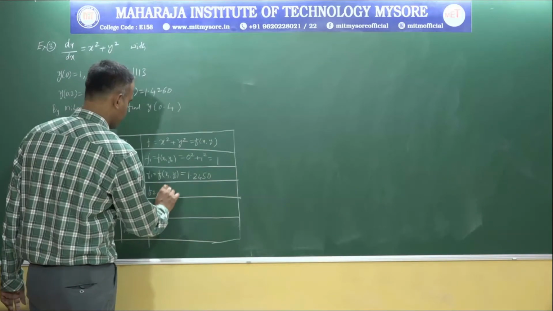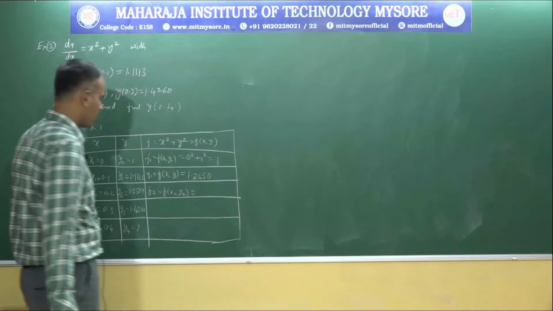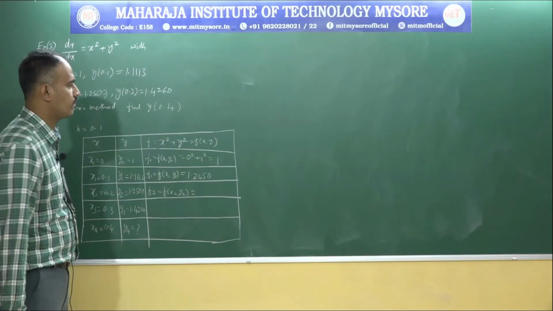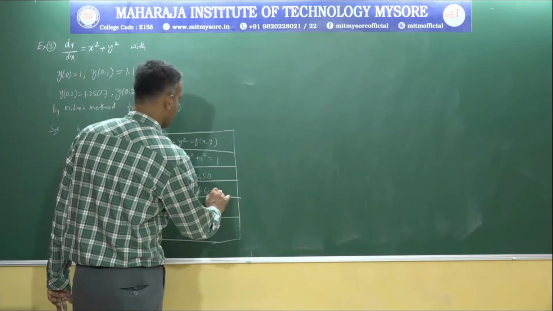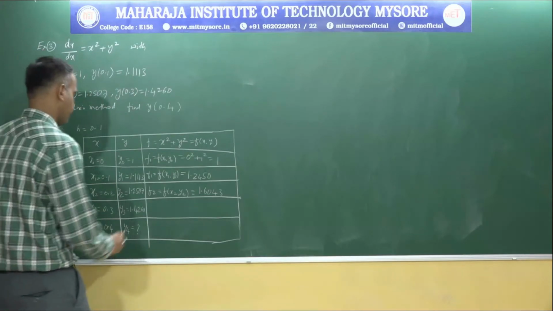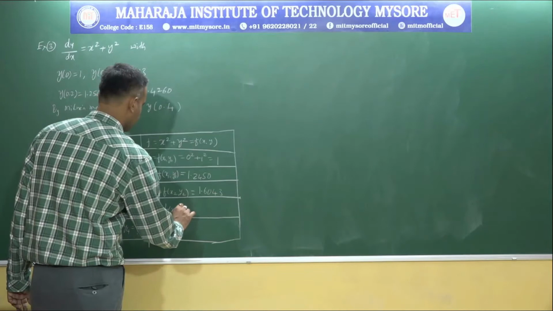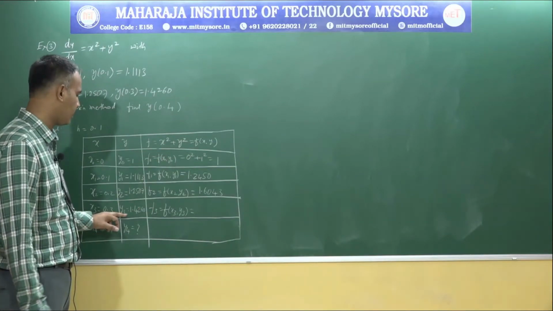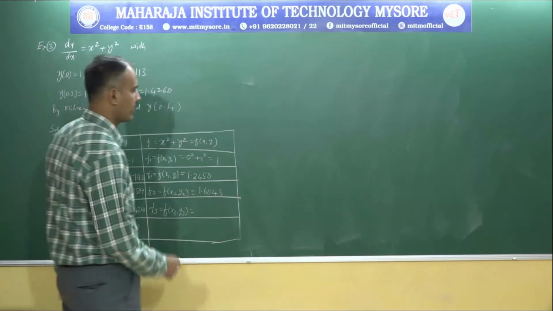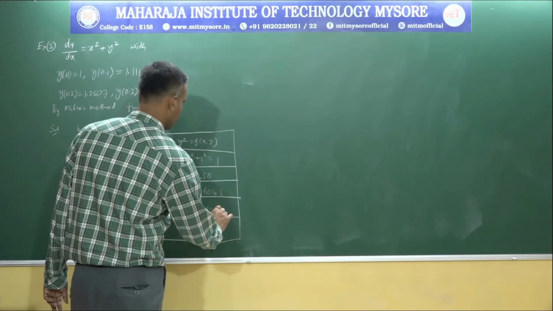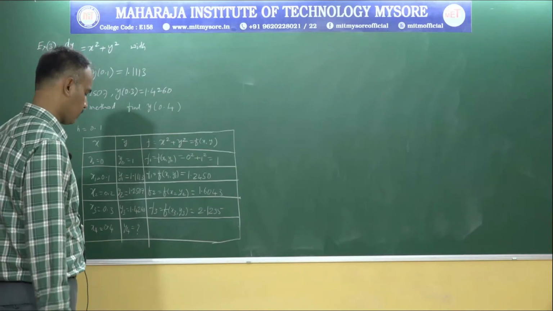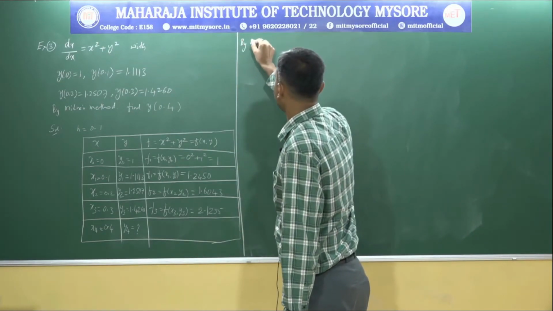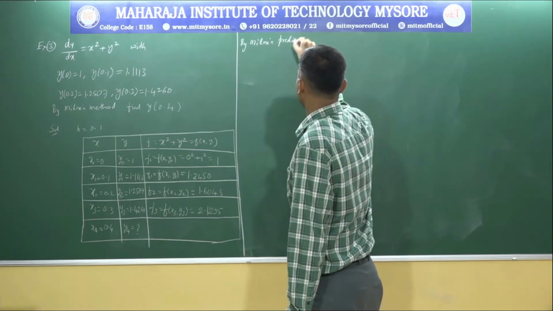Next, x2, y2. That is f2, f of x2 comma y2. Substitute in the function: x2 is 0.2 square plus 1.2507 square. After the simplification, we get 1.6043. Now the next one is f3, f of x3 y3: x3 is 0.3 square plus y3, 1.4260 square. After the simplification, we get 2.1235. Now the next observation: the next one we can specify in terms of Milne's predictor formula.